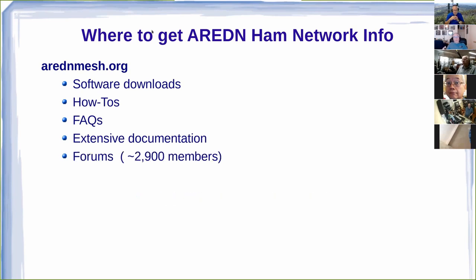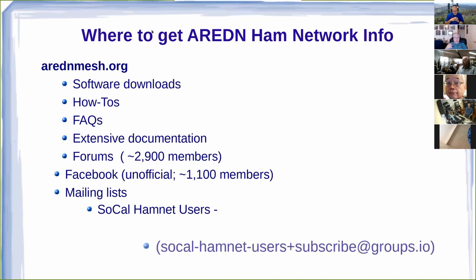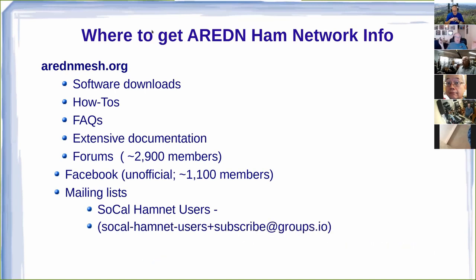They also have forums, close to 3,000 members now on various topics, and you can skim those and you can post a question there. Unofficially, there is a Facebook AREDN group. It's quite active, about 1,100 members. There's mailing lists all over the place. I know Yakima has one. Also, I run one here for SoCal hamnet users. It's intended for Southern California, but there's general information there. It's on groups.io, SoCal-hamnet-users, if you want to subscribe. There's about 160 users now. It's low volume, no spam.